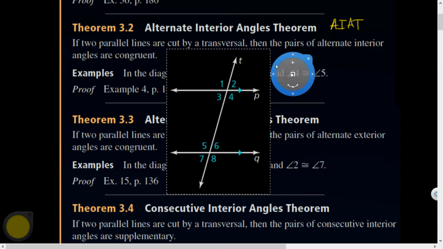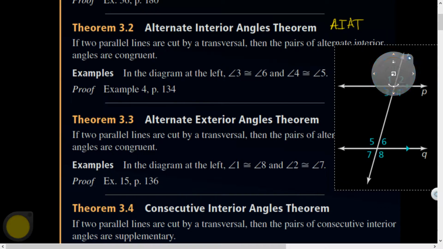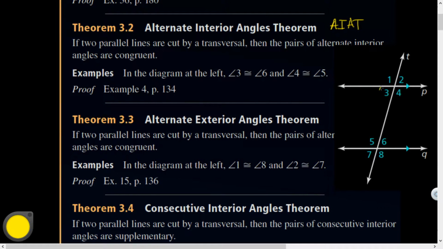Let's look at our little diagram again. Okay, alternate interior. This guy and this guy. It's saying angle 3 is congruent to angle 6. Do you believe it? Well, believe it, friend, but not yet until we do the proof, maybe. And then also angle 5 would be congruent to angle 4 by the alternate interior angles theorem.